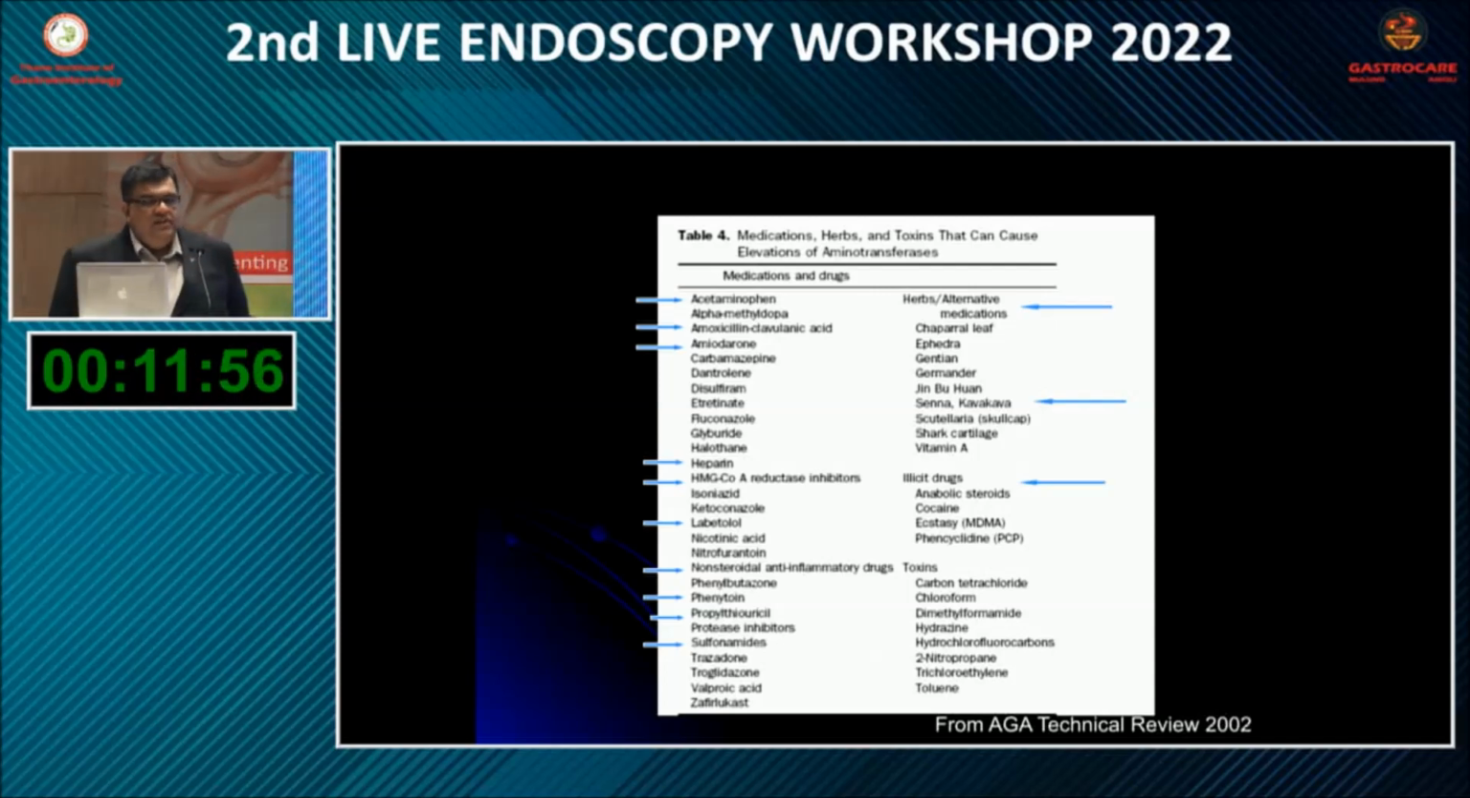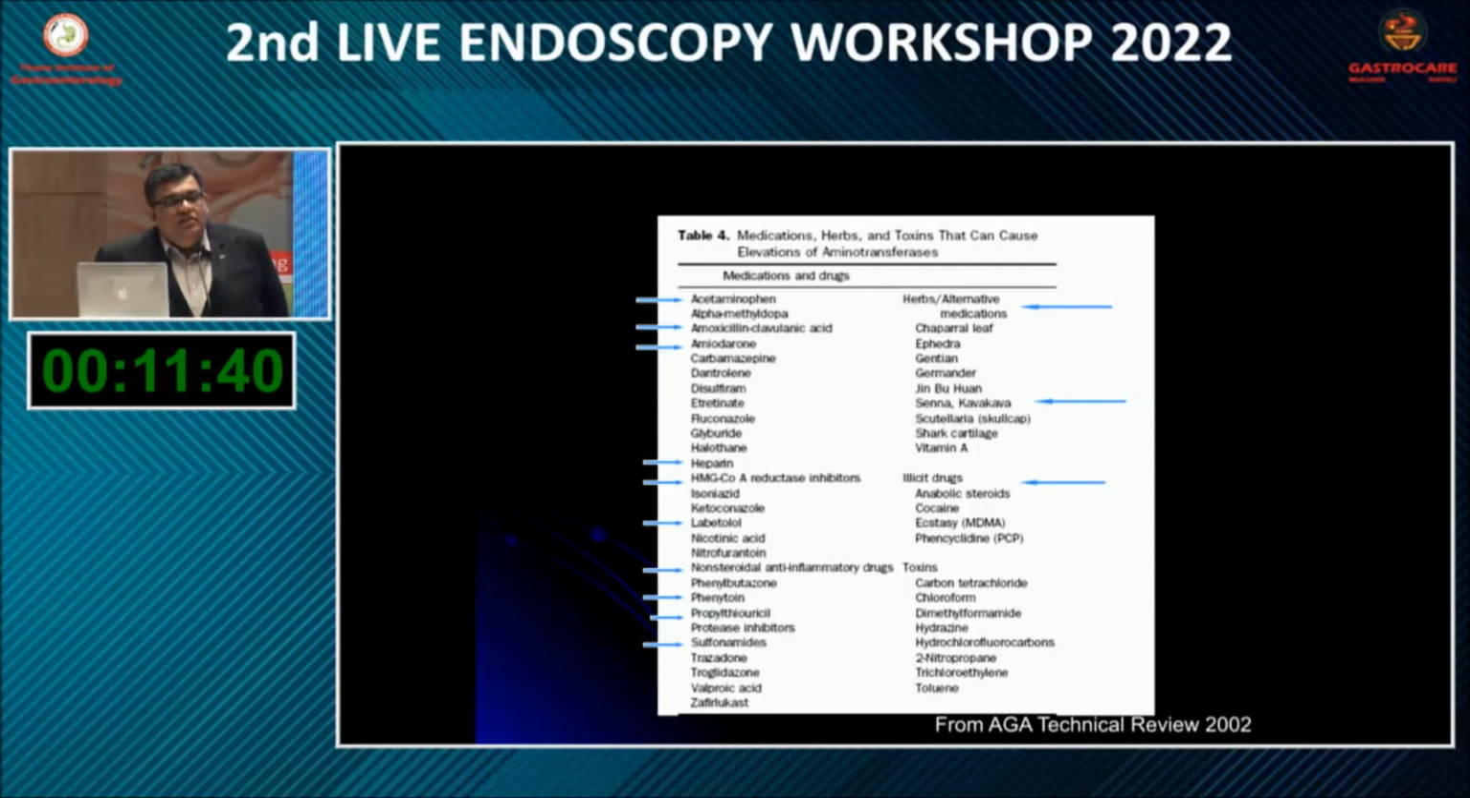Amoxicillin clavulanic acid, so commonly prescribed. Almost every second or third patient with a sore throat gets a prescription of amoxicillin clavulanic acid, very often from a relative or a friend or from the pharmacist. Okay, rarely from a doctor.